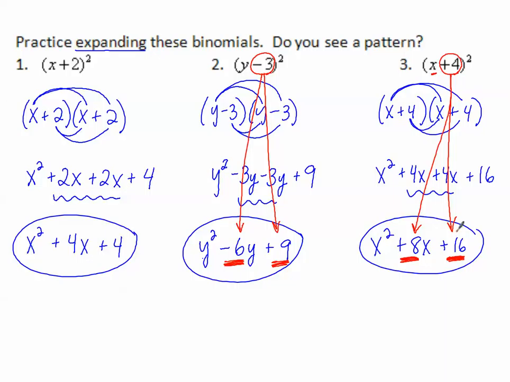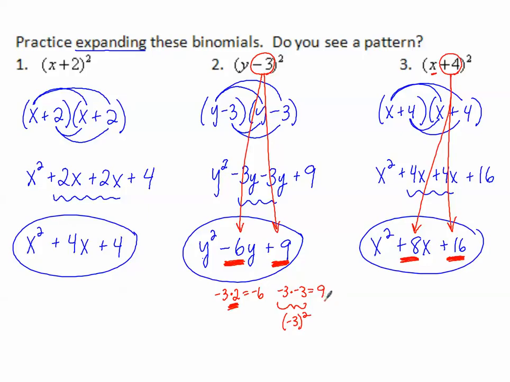So let's see what you thought. Negative 3 times 2 makes negative 6. That's the middle number. Negative 3 times itself makes positive 9. And that's the last number. So we multiplied by 2, and then we multiplied by itself. Another way to think of that is square the number. Negative 3 squared makes positive 9.